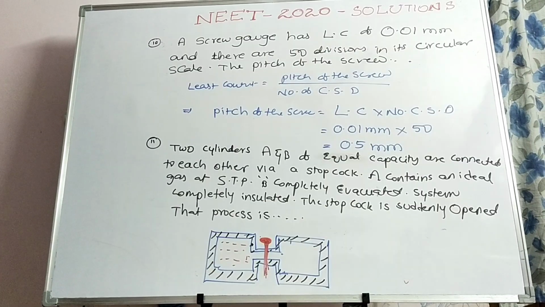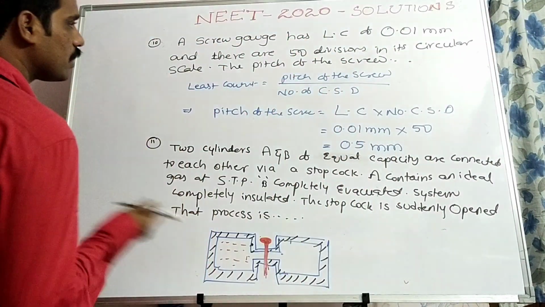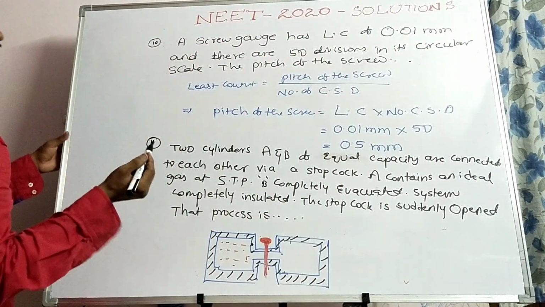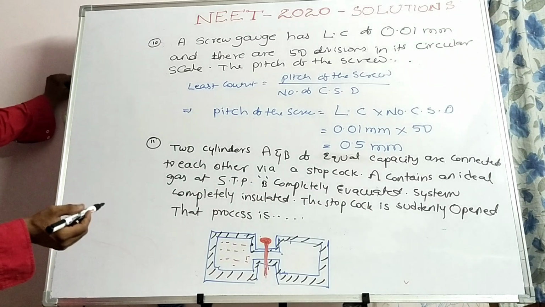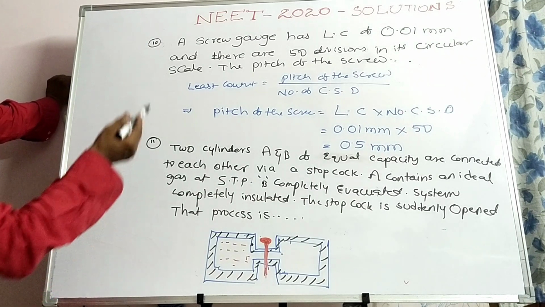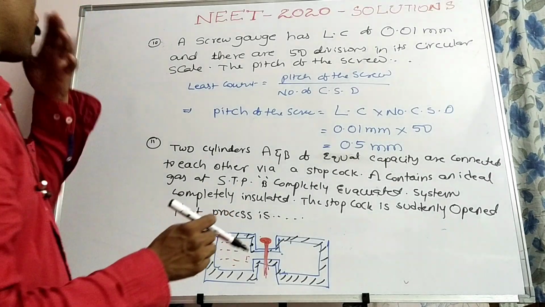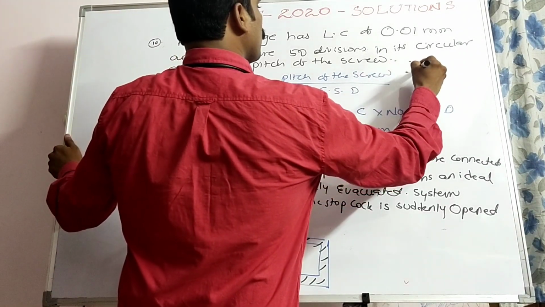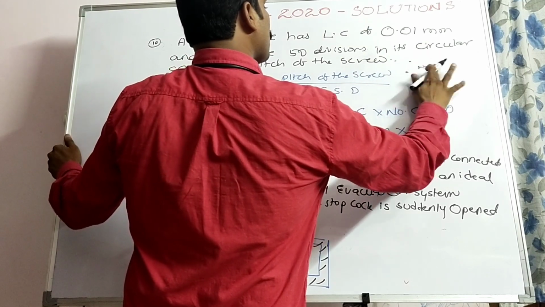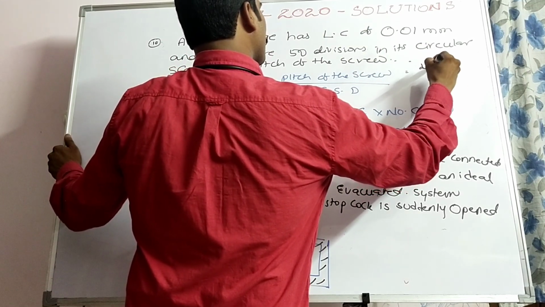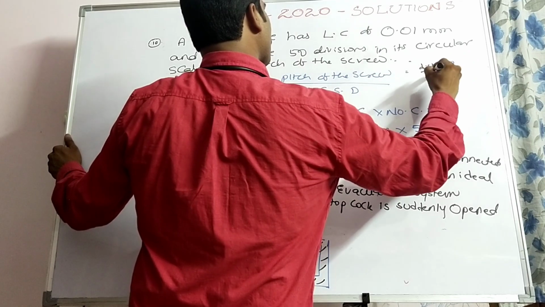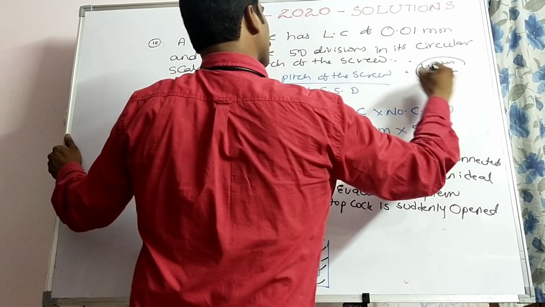See here now, a screw gauge has a least count of 0.01 millimeter, and there are 50 divisions in the circular scale. The pitch of the screw we have to find. In general, least count can be defined as the ratio of the pitch of the screw to the number of circular scale divisions. As well as we know, the pitch of the screw is nothing but the distance travelled by number of rotations.